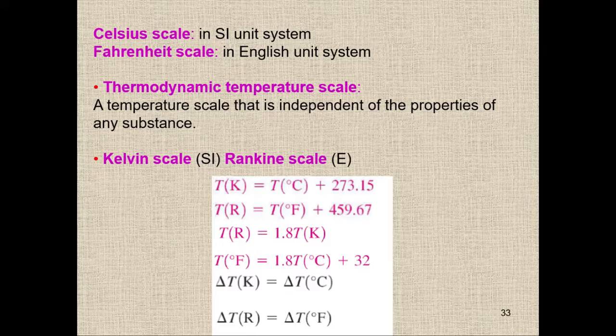Normally, when we are talking about a change in temperature, the change in the Kelvin temperature will be the same as the change in the temperature for the Celsius scale. Likewise, delta T for Rankine will be equal to delta T for Fahrenheit. So remember, the change in temperature for Kelvin is equal to the change in temperature for Celsius, and the change in temperature for Rankine is equal to the change in Fahrenheit.